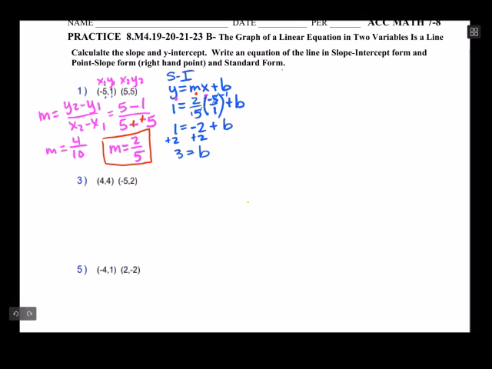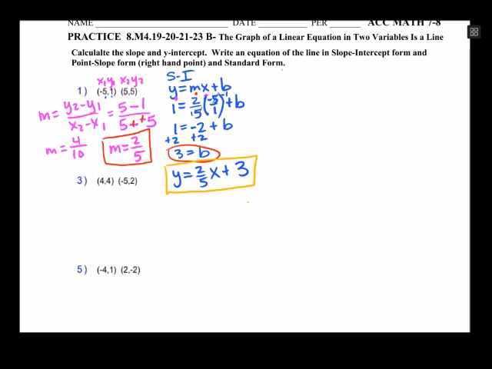I now have a b value. I simply take my b value, my y-intercept, and my slope, and put it into my y equals mx plus b. So y equals slope 2 over 5, x plus 3. I now have slope-intercept form. Done the first part.